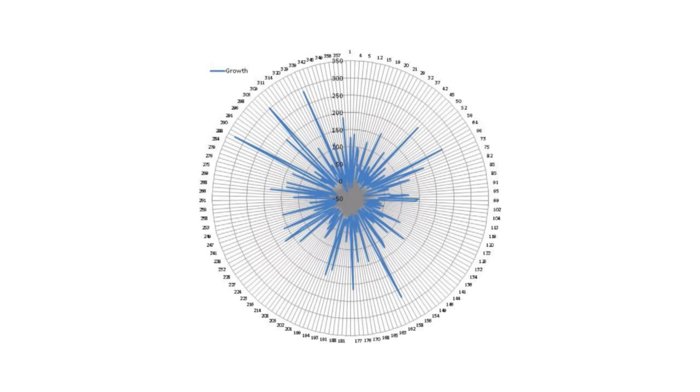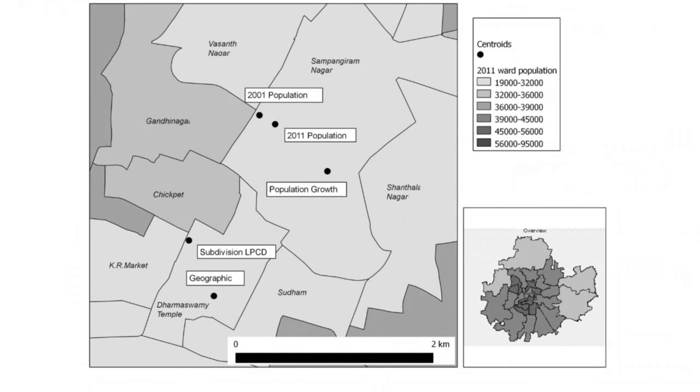Okay, and just to give you further evidence that the city has really grown all around, this is the 2011 population centroid. This is the 2001 population centroid, right? They're less than 300 meters away. So population-weighted centroids from 2001 and 2011 are very close together. This is the population growth centroid, which is not very far away from the geographic centroid of Bangalore, right?